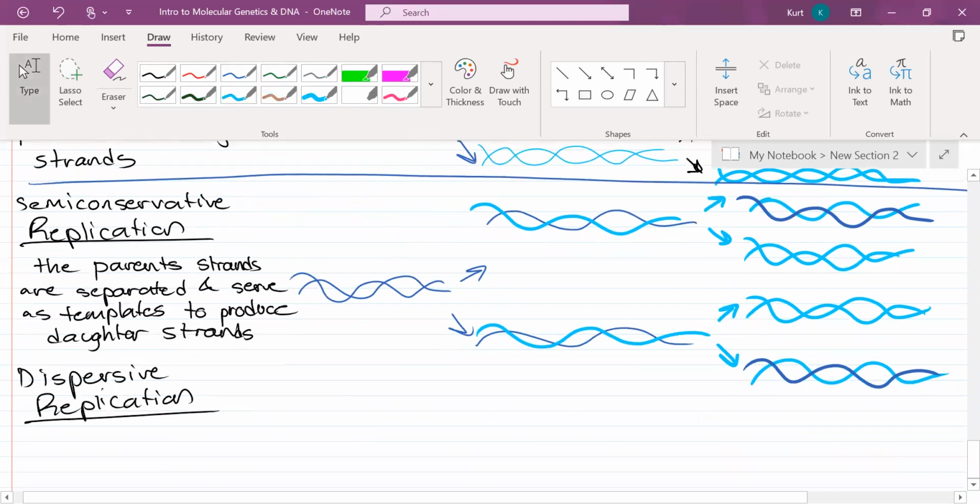So dispersive replication is a molecule is chopped up. I'll just save it for tomorrow. So we'll start that tomorrow. All right.